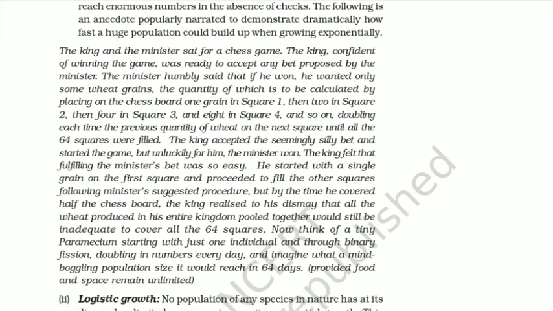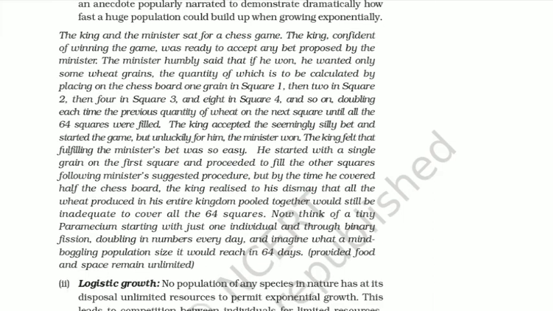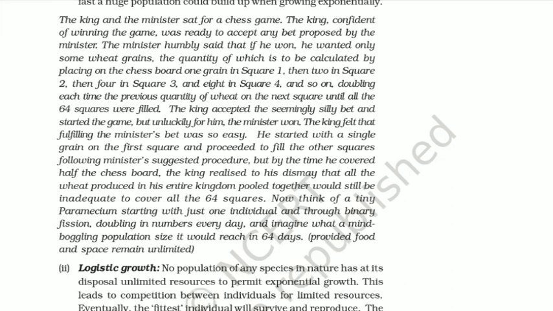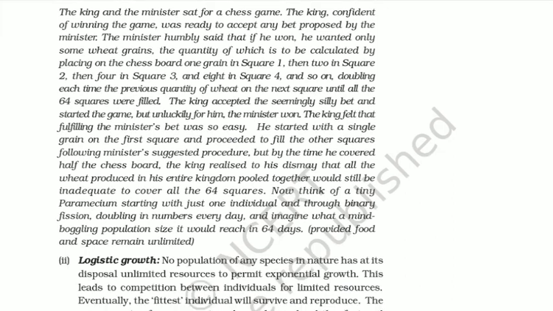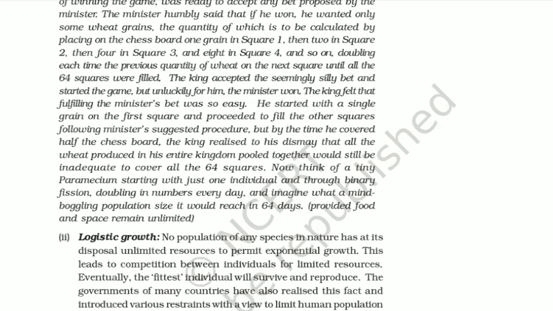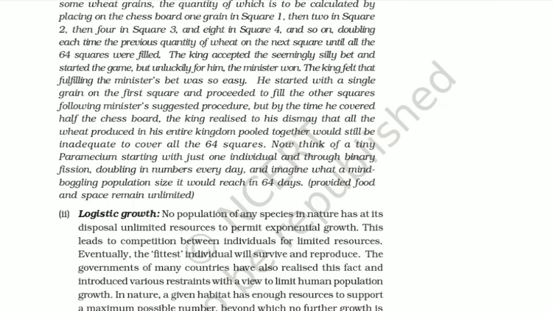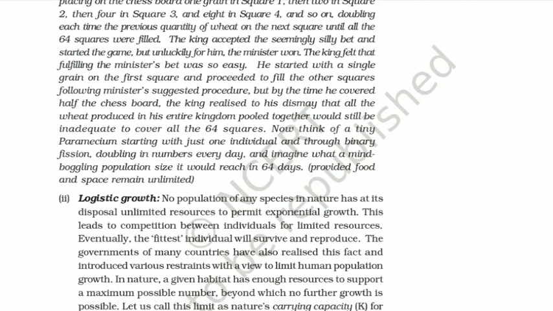The king and the minister sat for a chess game. The king, confident of winning the game, was ready to accept any bet proposed by the minister. The minister humbly said that if he won, he wanted only some wheat grains, the quantity of which is to be calculated by placing on the chessboard 1 grain in square 1, then 2 in square 2, then 4 in square 3, and 8 in square 4, and so on, doubling each time the previous quantity of wheat on the next square until all the 64 squares were filled.